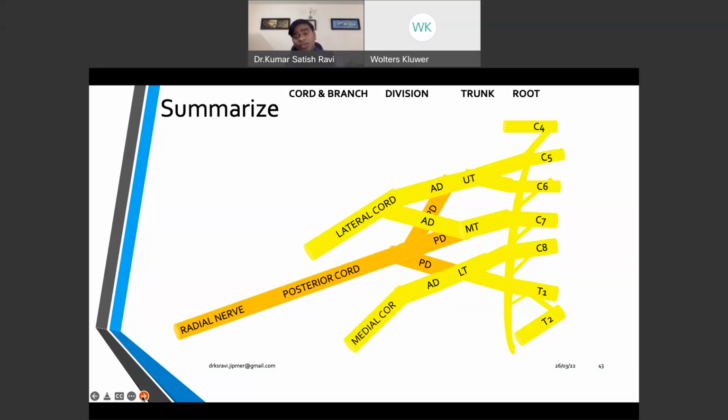Then we have the medial cord, which is continuing as the anterior division of the lower trunk. Now, from the roots, we have the different branches, that is the dorsal scapular nerve and the long thoracic nerve, the nerve of Bell, or the nerve to serratus anterior, which will have contribution from C5, C6, and C7. Dorsal scapular nerve will have root value C5 and only C5, right?